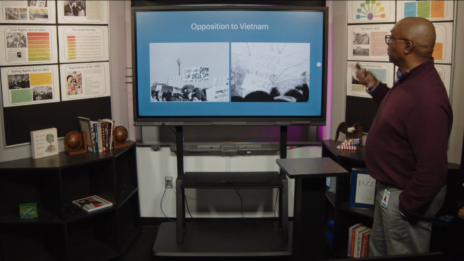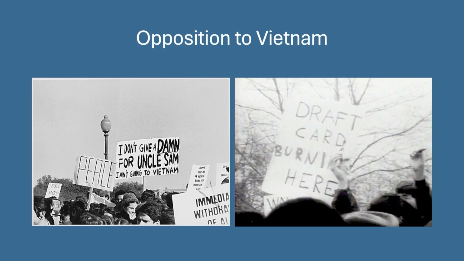What we're going to do is look at some of these graphics from Vietnam. On the left, you see, "I don't give a damn for Uncle Sam. I ain't going to Vietnam," and a draft card burning held here. These will be images that you'll see throughout the 60s in protest of Vietnam.